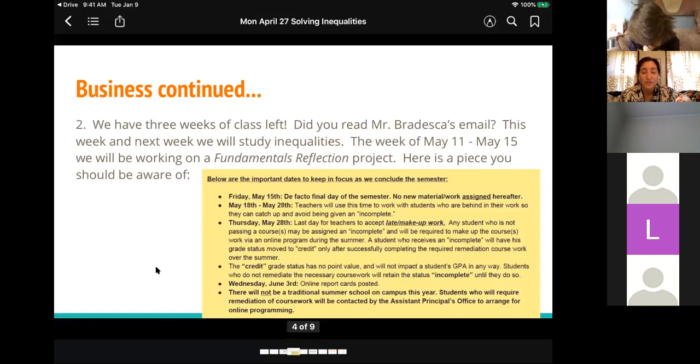A lot of teachers are going to use the week of May 18th to do a last Zoom meeting where they'll have a little party or whatever they're going to do.